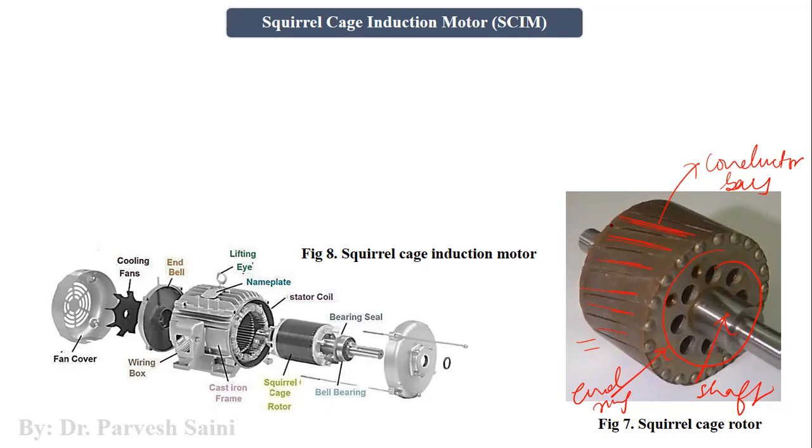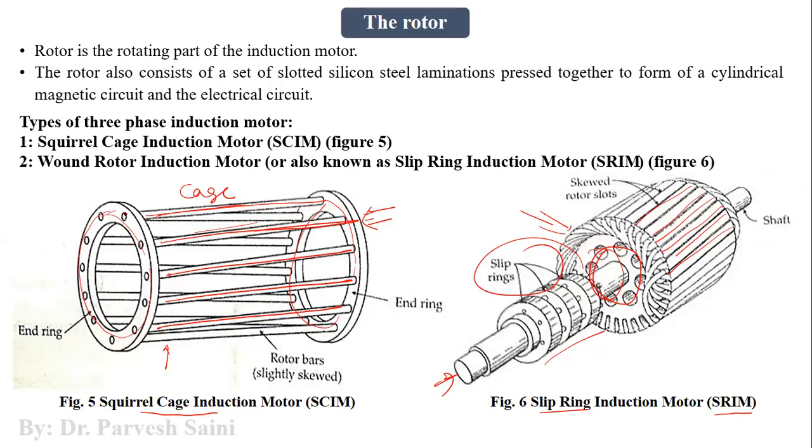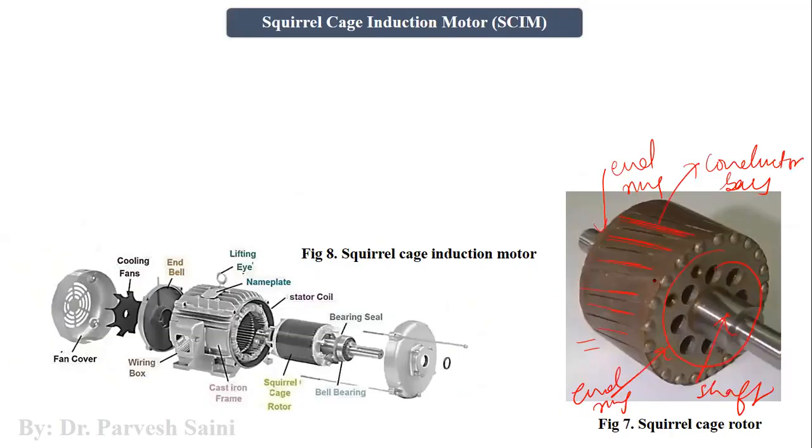We also have an end ring here, back to back, as you can see, this end ring and this end ring, right? So back to back we have two end rings. These are connected and shorted. The conductor bars are shorted conductor bars, right? Now this is the expanded view of a squirrel cage induction motor.